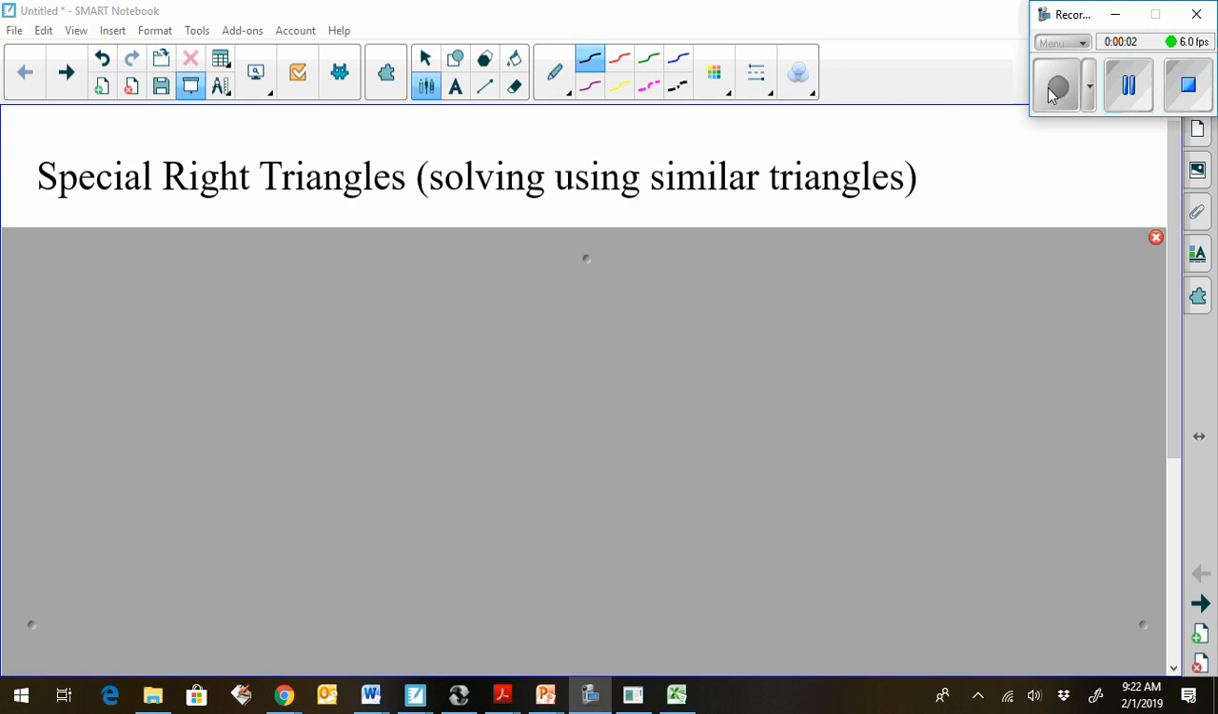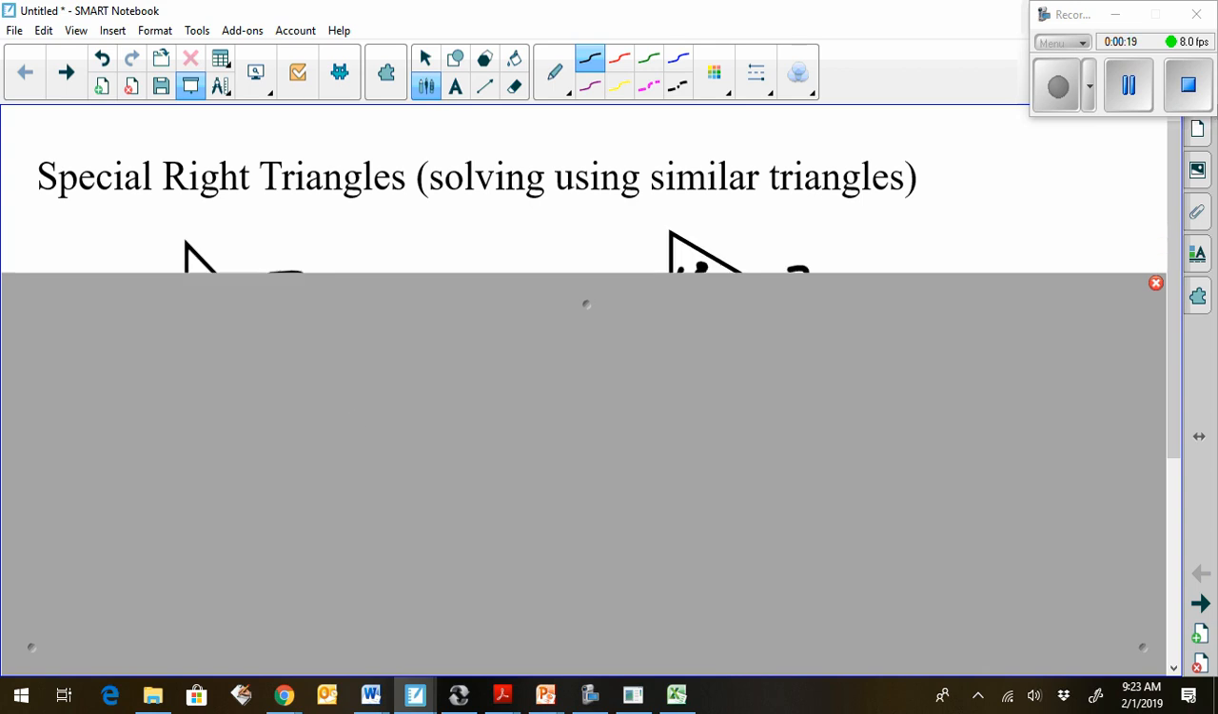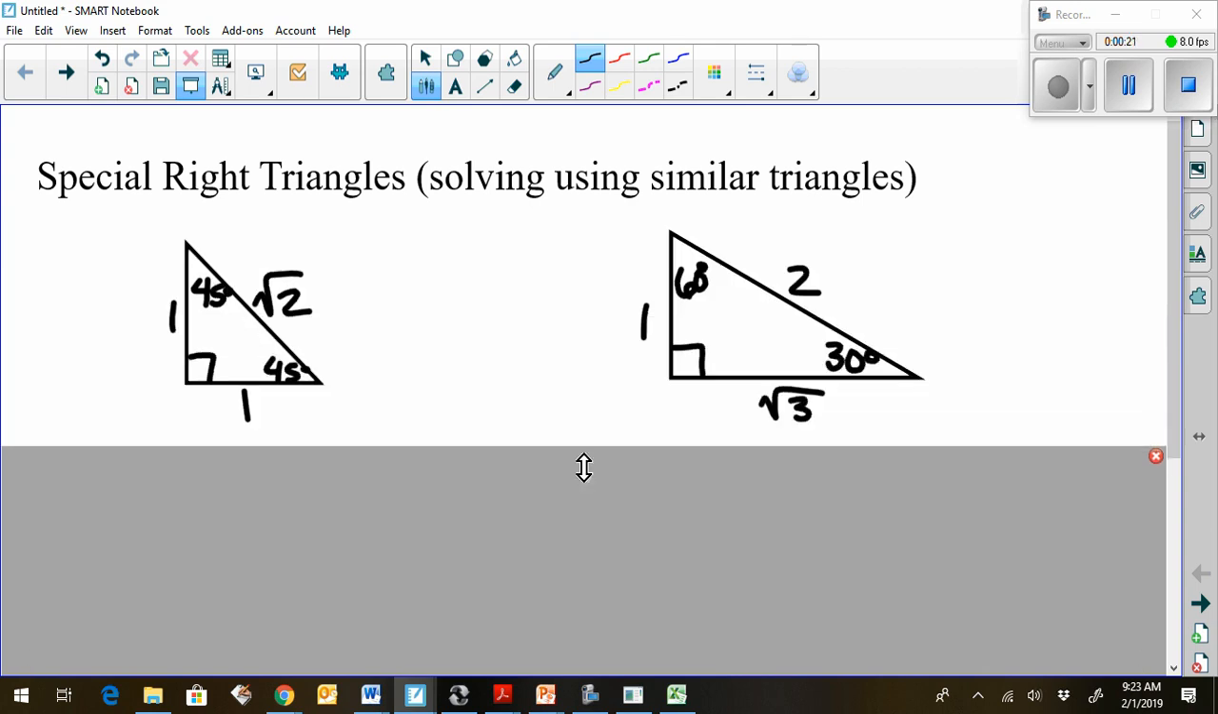Hello, geometry students. So we're going to look at special right triangles and solving using similar triangles. This is something that we practiced a little bit in class, but I just want to have a couple more reminders for you so you can use these to refer back to. First off, we have our two special right triangles that we've looked at so far, and that is a 45-45-90 triangle and a 30-60-90 triangle. Now take a moment to put these at the top of your paper.